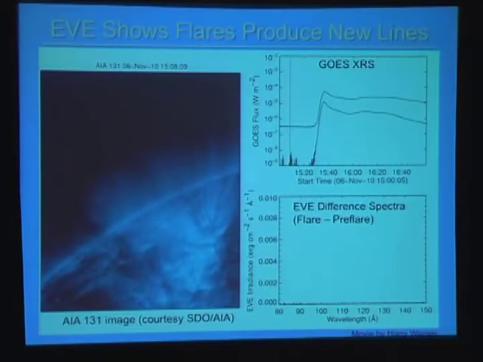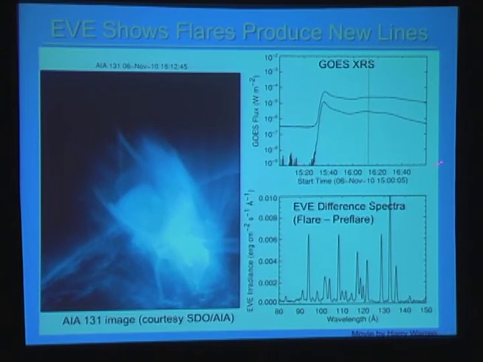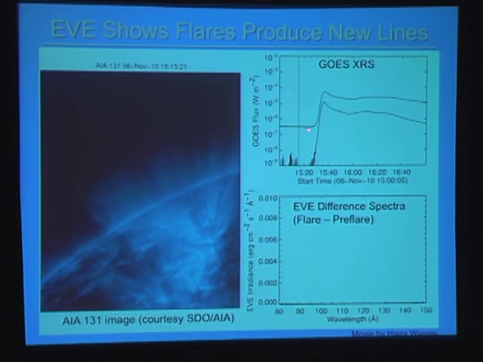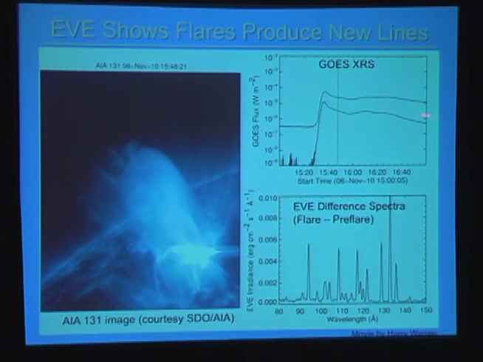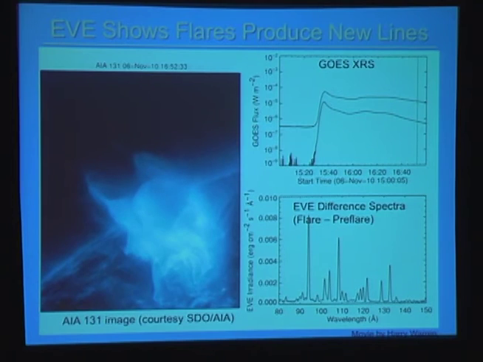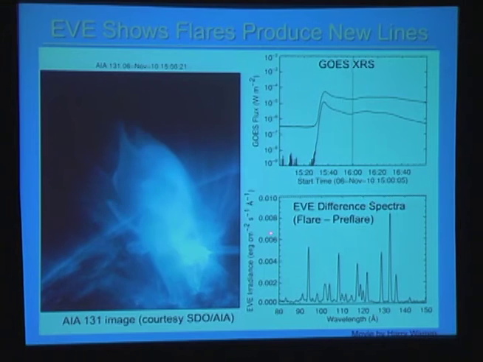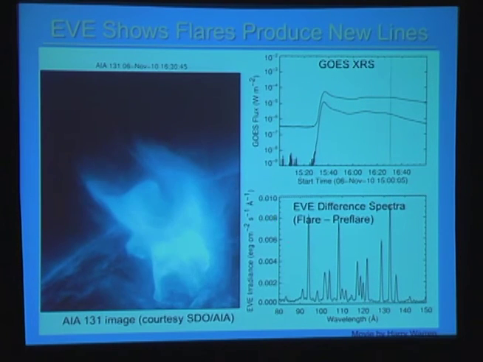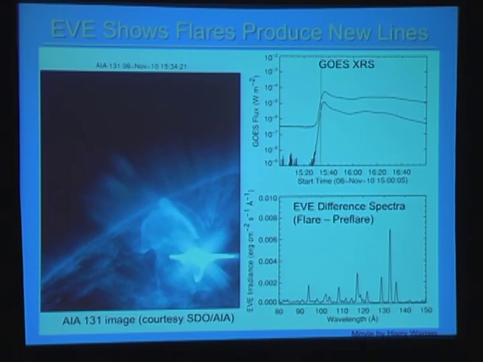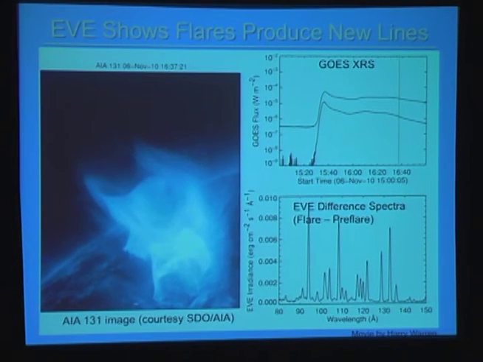Now this is a movie of a flare from EVE. The top panel is the GOES X-rays, the 1 to 8 and 1/2 to 4 angstrom. And this is a movie from SDO AIA of an active region as it flares. And you can see the complicated magnetic structure when the flare goes off. This bottom plot is EVE data, but it's the difference data. It's the data at the point in time that this red line is representing, minus the pre-flare spectrum. So it's just the change, the enhancement due to the flare.